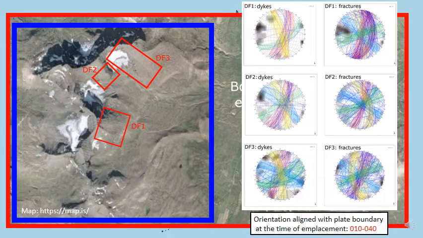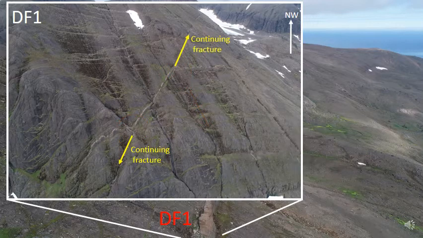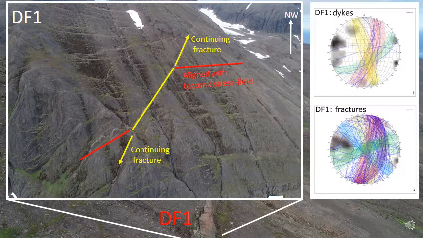I want to show 2 examples of more complex behavior. The first example is a dike which has at least 2 sharp changes in direction. At least partially, it seems to have used a pre-existing fracture, but despite the fracture continuing, the dike changes its direction. Comparison to stereo nets shows that the first and third exposed segments belong to the tectonic set.